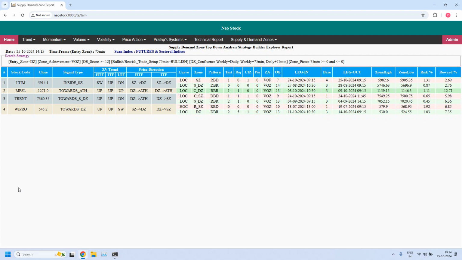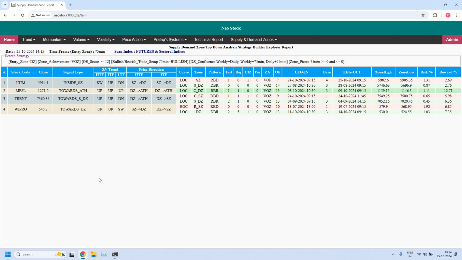In all these 4 stocks, the LTF zone, that is the 75 minute demand zone, is part of the daily zone. Both together are again part of the weekly demand zone. And on the weekly, all the 4 except the first one, the remaining 3 are having an uptrend.